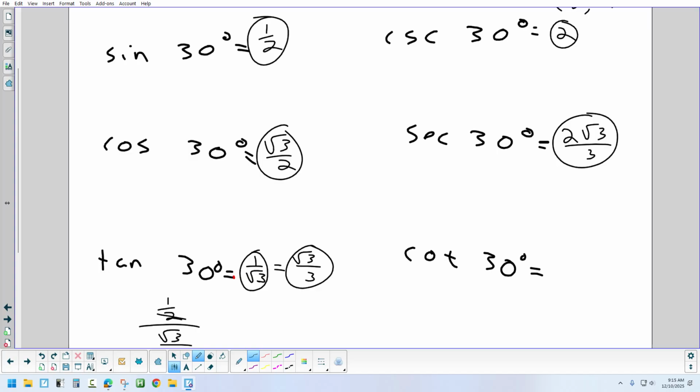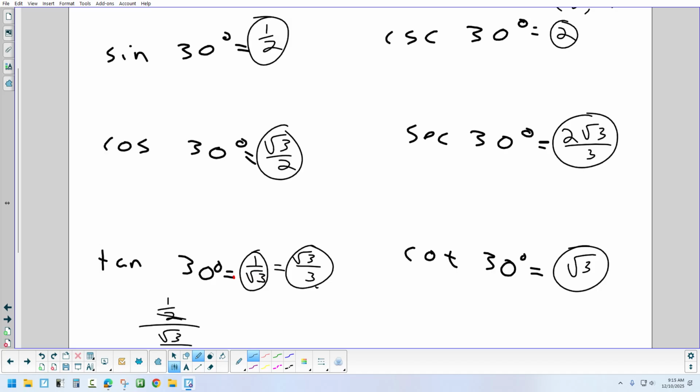I would flip the 1 over root 3 because when you flip that, the root goes to the top and you're done. If you flip your final answer that you had for tangent, you're going to put the root back in the bottom and then you're going to fix the whole thing again. Okay. So those are your 6 trig functions for 30. Any questions on those?